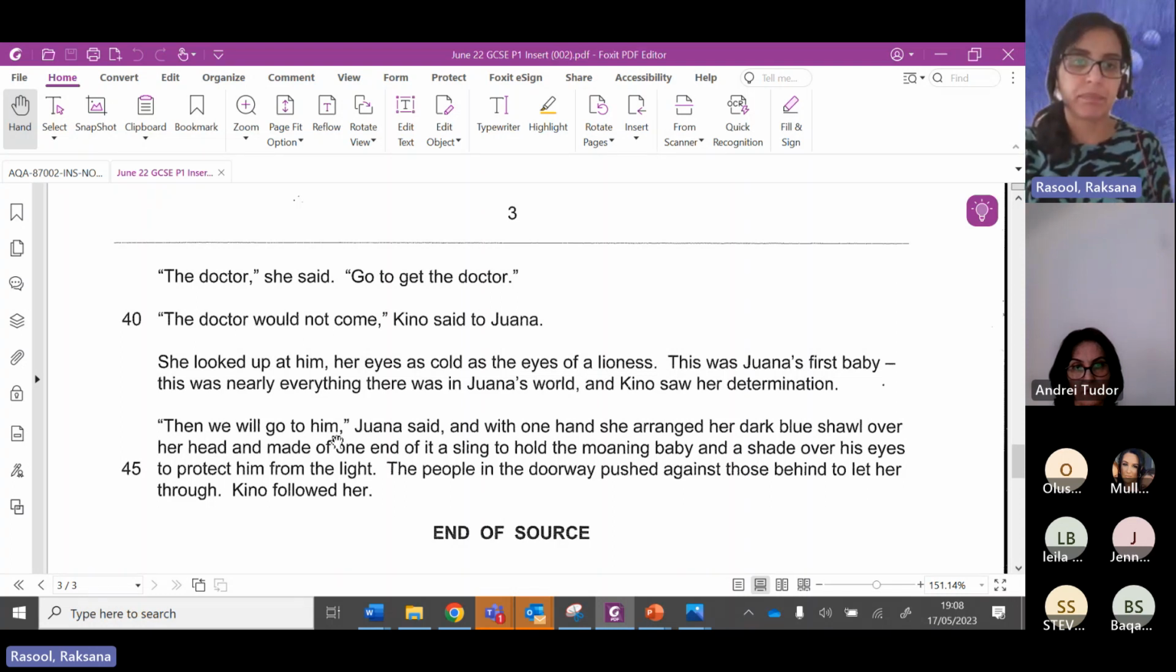We'll go to him. Okay, and she arranges the shawl over her shoulder. She makes a sling. She holds a moaning baby. Okay, and Kino followed her. So in this part of the story, is he helpless?